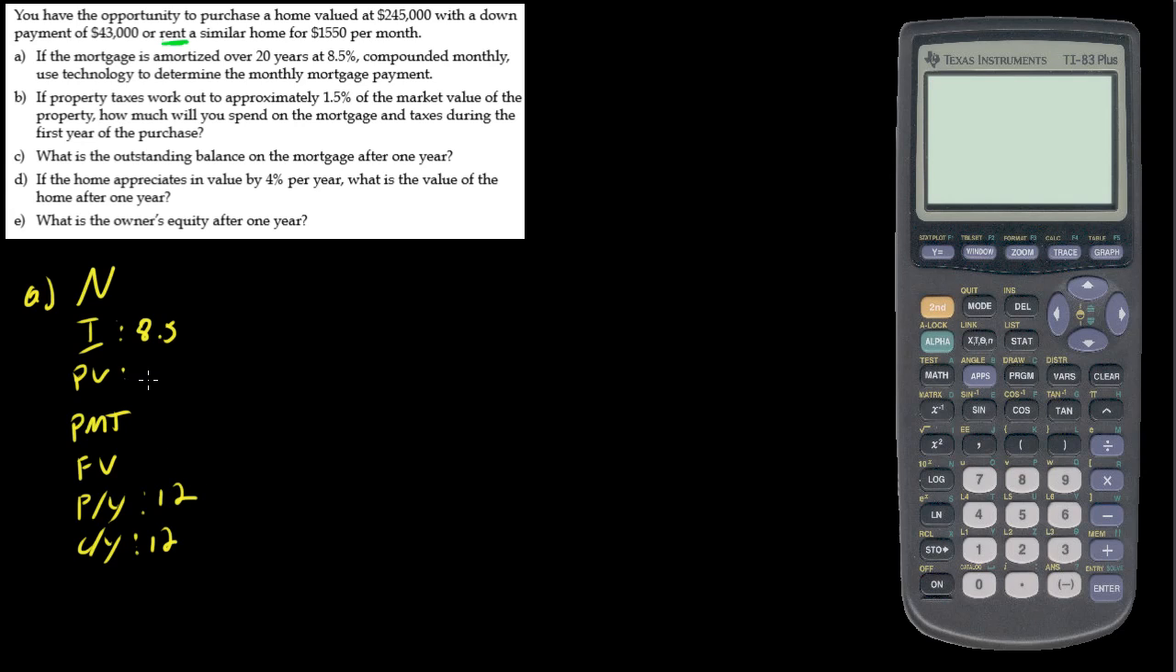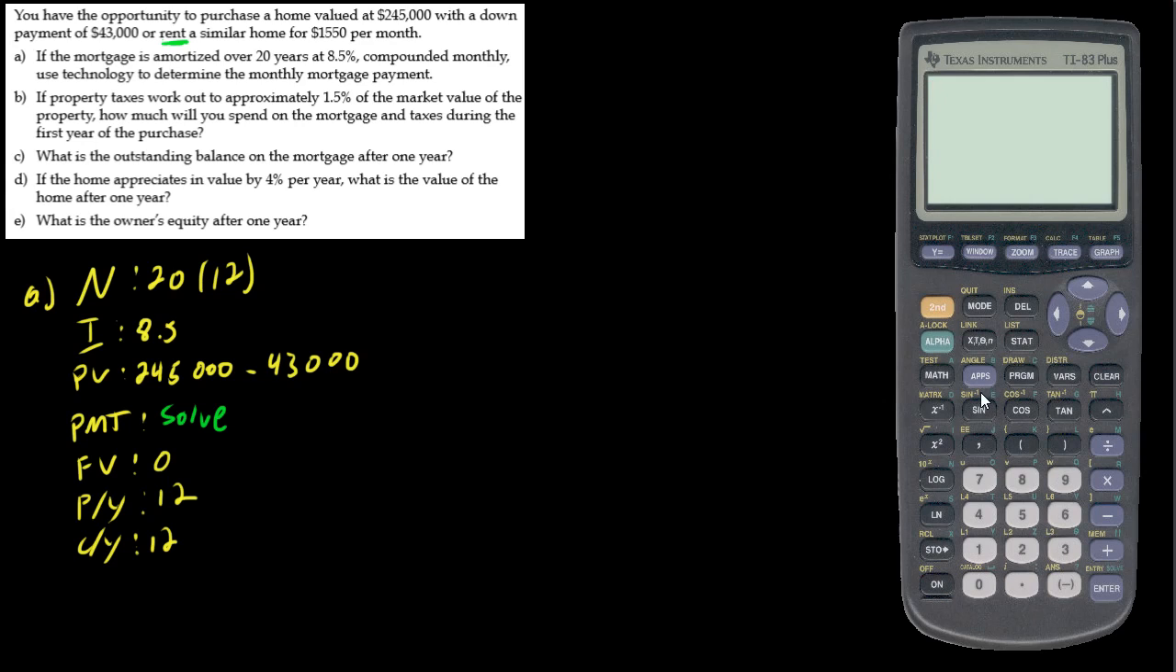And our PV is going to be the purchase price of the house minus our down payment, so $245,000 minus $43,000. None of this should really be new right now. It's a review of other stuff from before. If this is amortized over 20 years, and each year you're making 12 payments, then our N is those two multiplied together. Of course, we want to pay off our house, so FV is going to be 0. The thing we're solving for is the PMT.